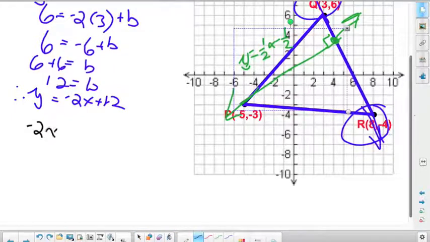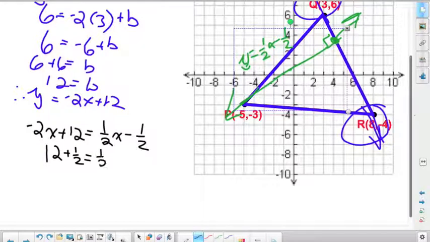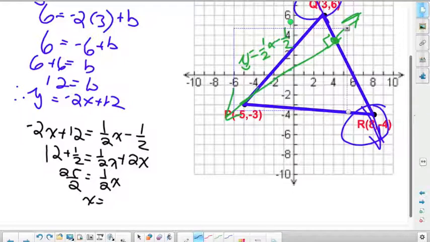So I have -2x plus 12 is equal to 1/2 x minus 1/2. So I'm going to add 1/2 on both sides, so 12 plus 1/2 is equal to 1/2 x plus 2x on this side. So I get 25 over 2 is equal to 1/2 x. So x is equal to 25. Well, how did I get 25? It's 12 and a half.